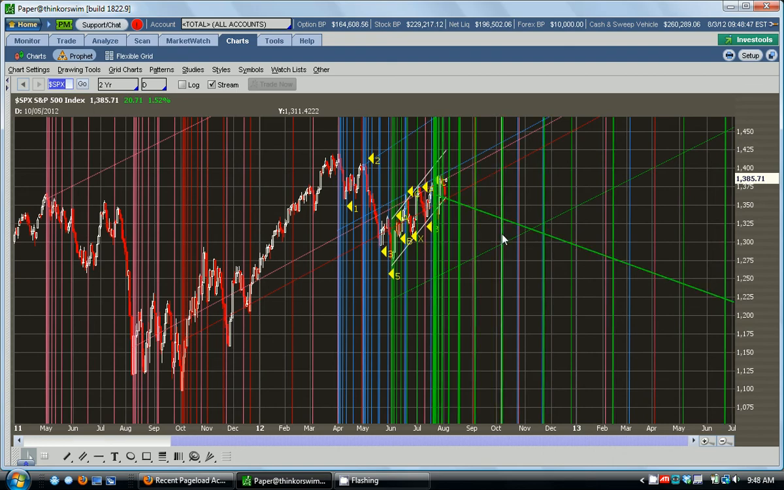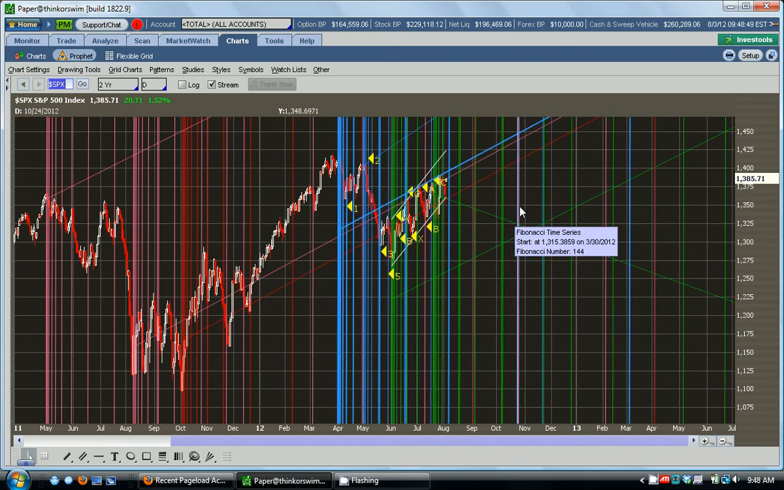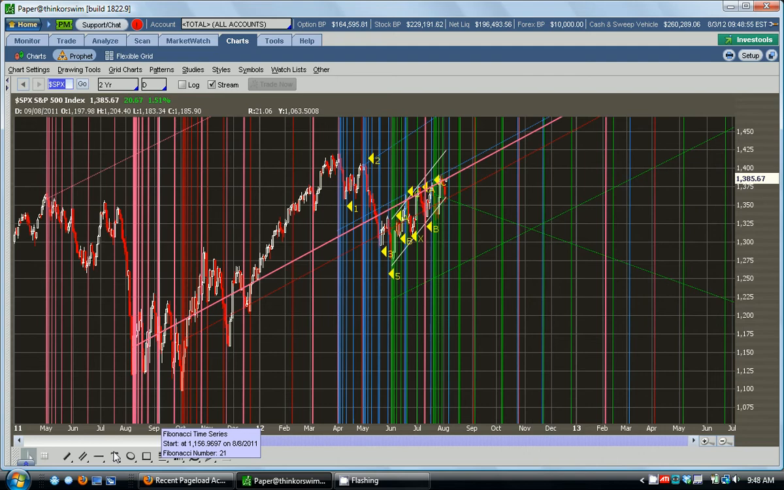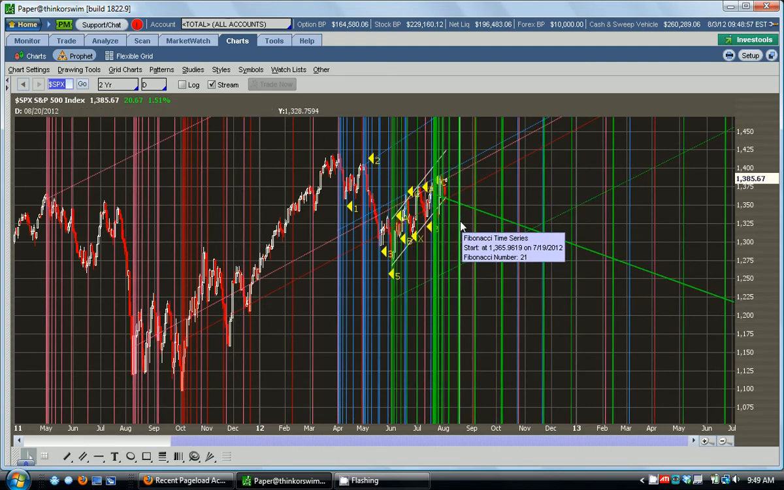So, pivot dates. Let's write them down. We have the 8th of August. We have a short-term one, the 20th of August. A longer-term one, the 6th of September. A short-term one, the 9th of October. And a much longer-term one around the 25th of October.